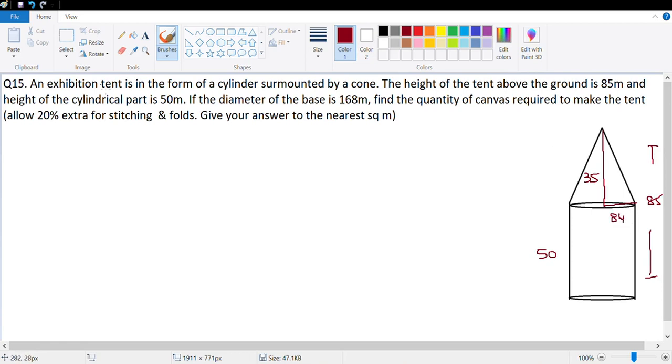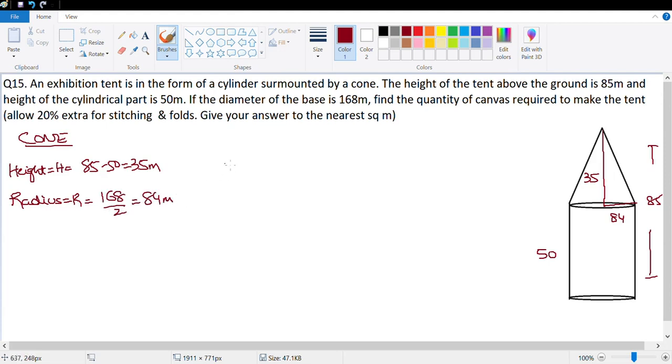Let's just write for cone, height is equal to h is equal to 85 minus 50 is equal to 35 meter. Radius is equal to r is equal to 168 upon 2, which is 84 meter. And for the cylinder we have height, let's take it to be small h, is equal to 50 meter, and radius, which is the same for both of them, is equal to capital R is equal to 84 meter.